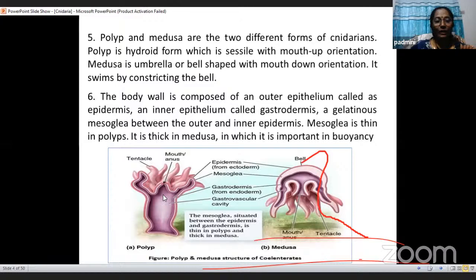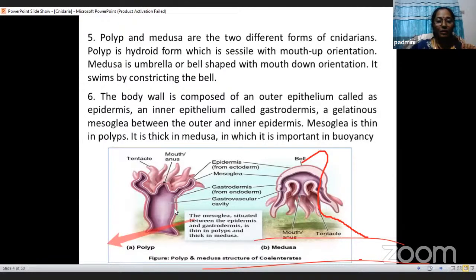And the mouth in the polyp is on the anterior side over here, and in a medusa, it is on the posterior side below, in the subumbrellar region. And the body wall is made up of an outer epithelium, a gelatinous mesoglea in the center, and an inner gastrodermis layer found inside. So you have an epidermis, an inner gastrodermis, and in between them is a mesoglea.